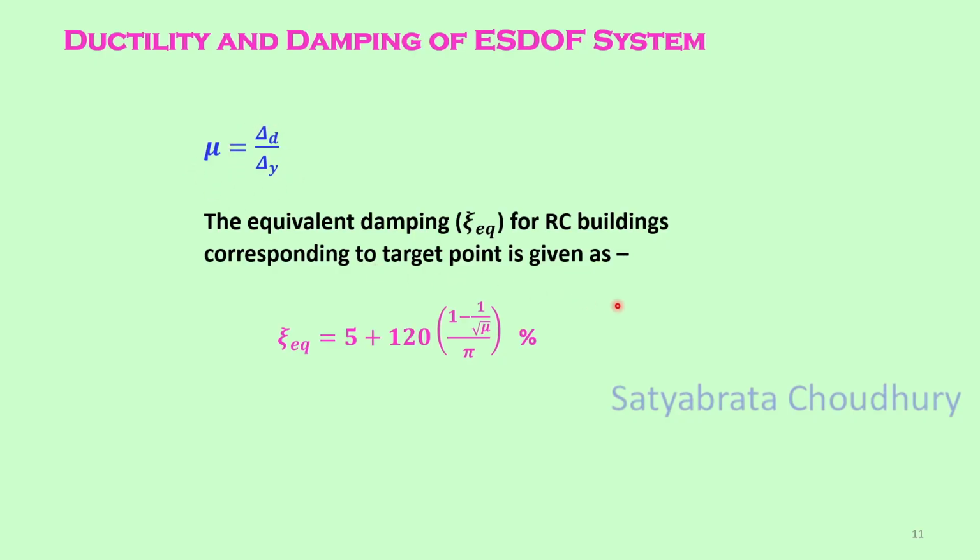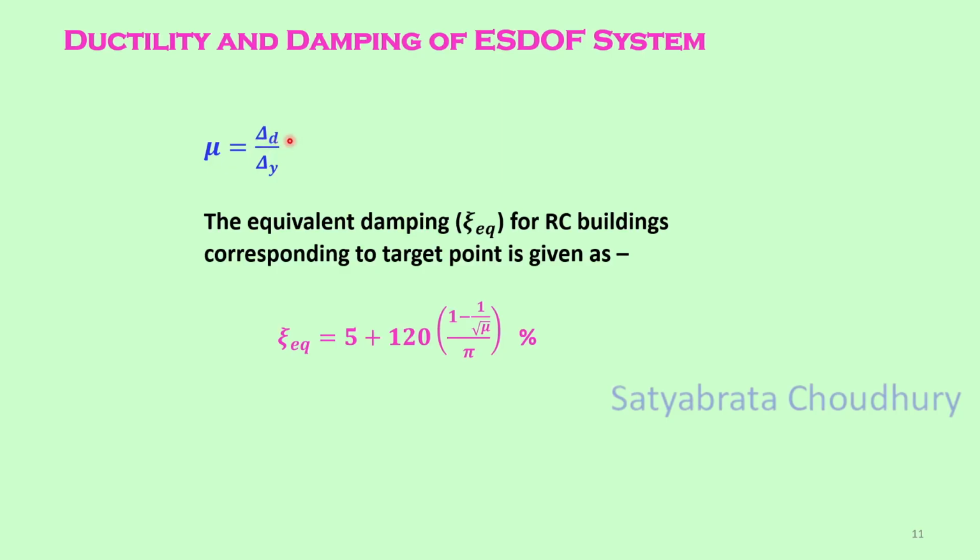Now the equivalent damping for the equivalent single degree of freedom system for RC building is given through this formula: 5 plus 120 into (1 minus 1 by mu) under root divided by pi, whole thing in percentage. This 5% is the material damping of RC system, and this is the hysteretic damping of the system corresponding to the ductility. Ductility mu is also a measure of the damage in the system or nonlinearity in the system, because it is accommodating delta y and delta d.